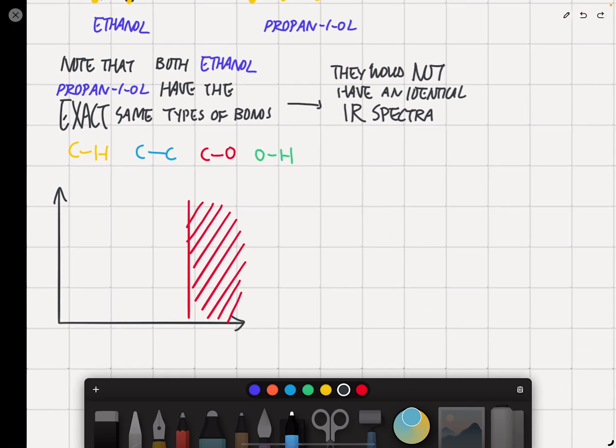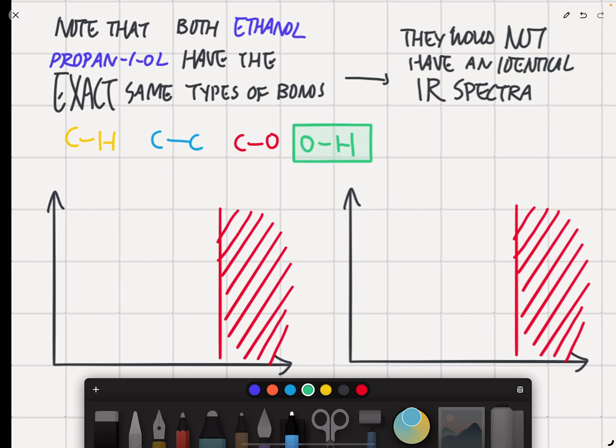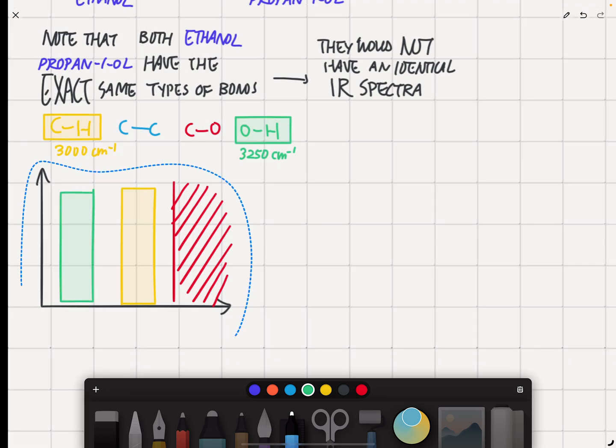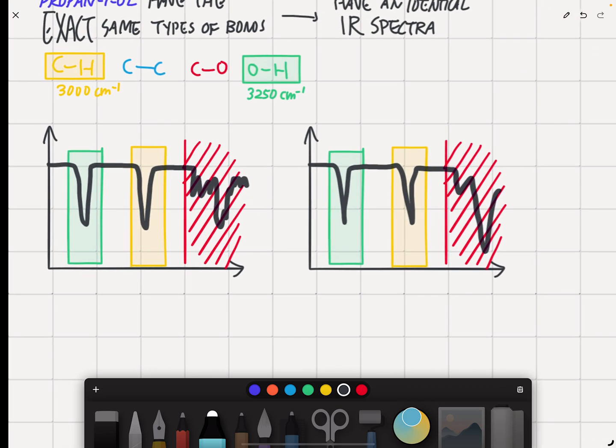You won't be asked to analyze it, but you do have to know that the fingerprint region is due to the complex vibration of the molecule. While they both have OH bonds, I can tell you that this has a wave number of roughly 3250 cm^-1, and CH corresponds to roughly 3000 cm^-1. Does that mean they will have the exact same infrared spectra? Not necessarily. When you look at this diagram, you may find that they both have peaks at these two regions, but the pattern you observe in the region lower than 1500 cm^-1, the fingerprint region, is very different for the two molecules.